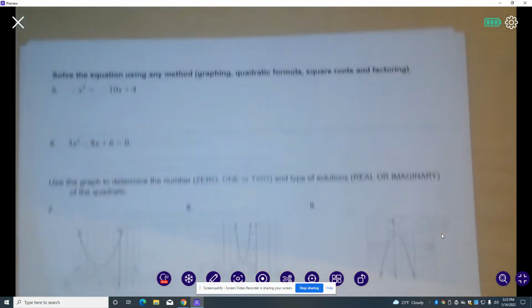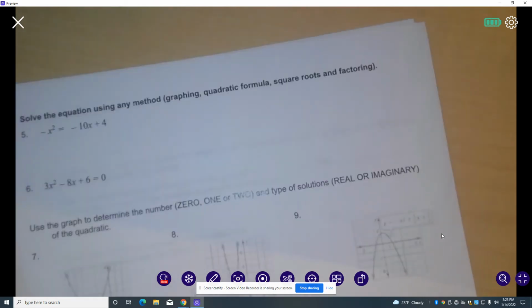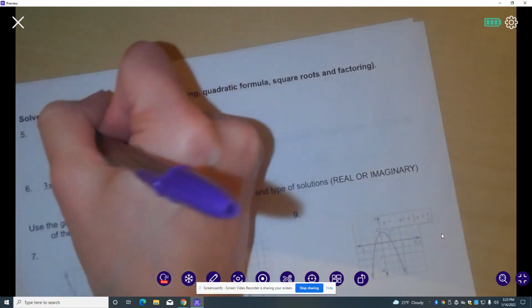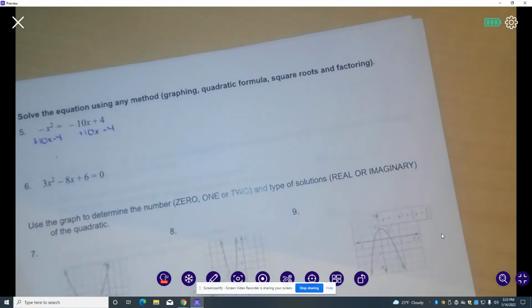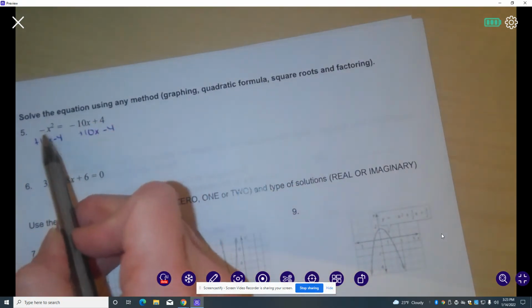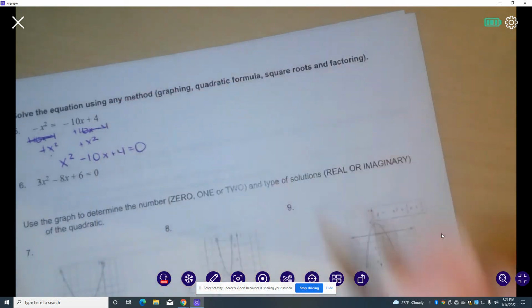Moving on to number 5, I notice this is not set equal to 0, just like the last one was not either. So I'm going to move the negative 10x plus 4 over. So I'll add 10x and subtract 4 on each side. Or it'd probably be easier to just add x squared onto both sides. I'm going to add x squared onto both sides, and so I'm going to rewrite this as x squared minus 10x plus 4 equals 0.